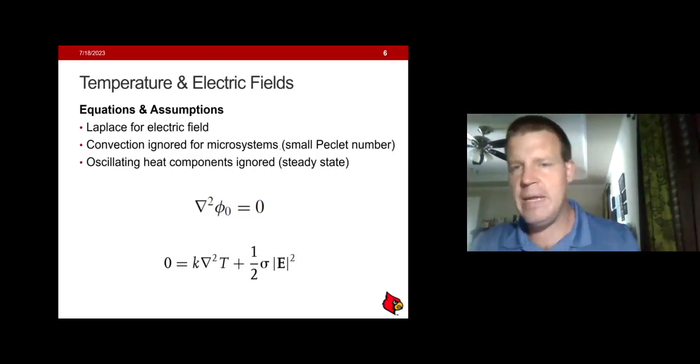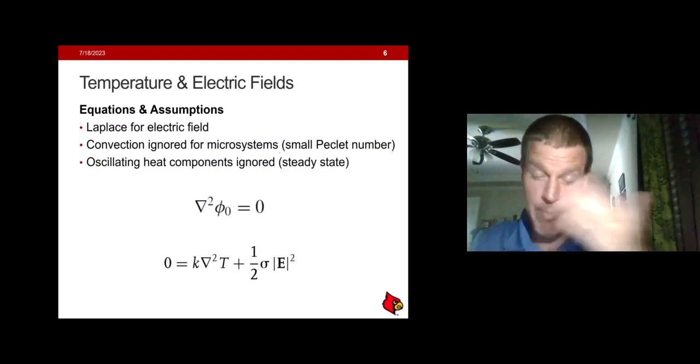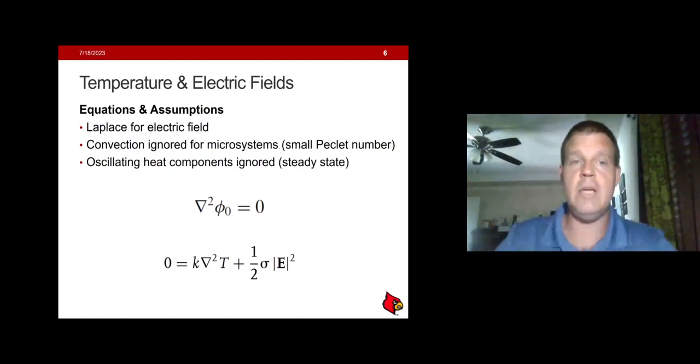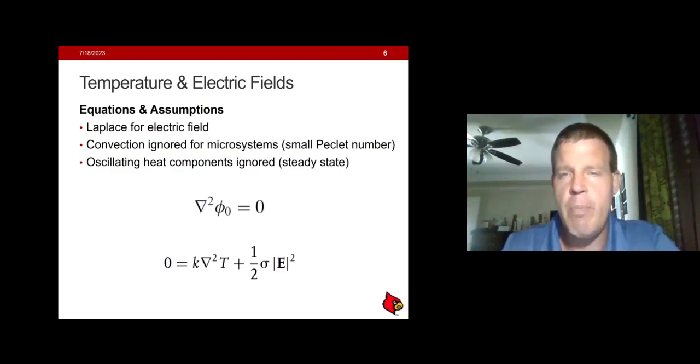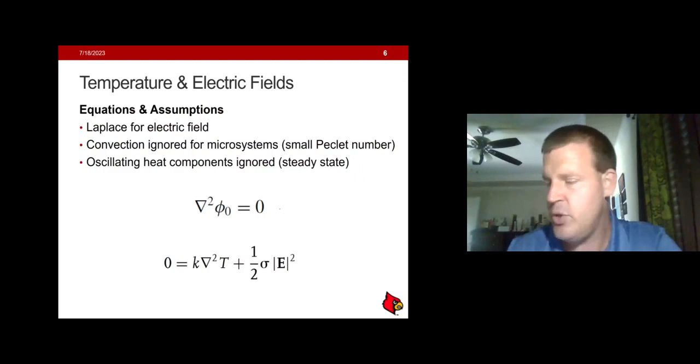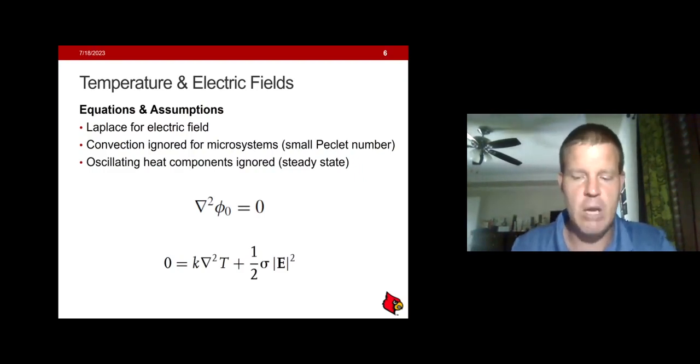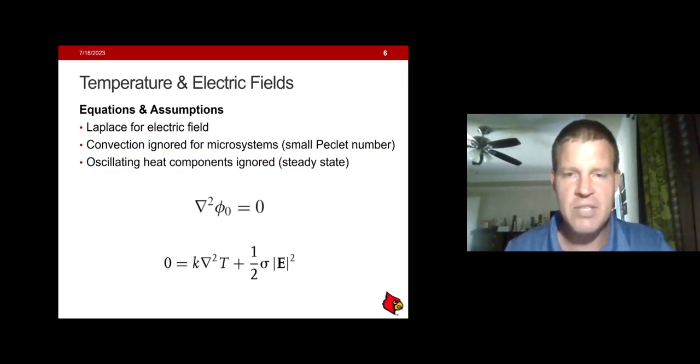So before we get back to electrothermal flow in more detail, we're going to talk about temperature fields and electric fields and how the best way, in my opinion, is to go about modeling them. Now, we can do some estimations, and we'll talk about that in a second, but it's all based off of the equations that are shown here.